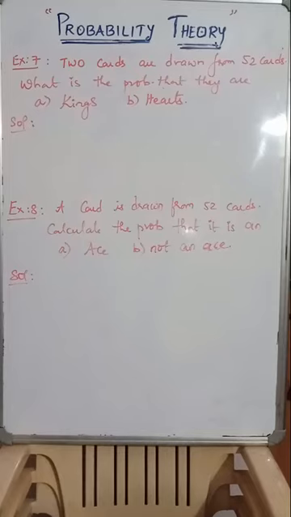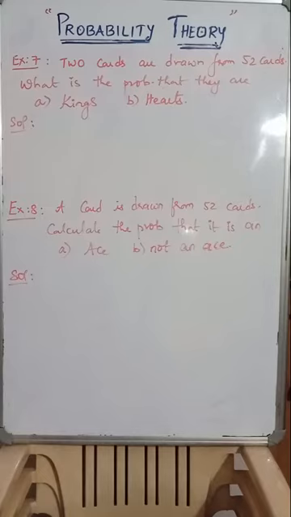Very good morning, students. So in this video we shall solve a few more problems from the probability theory from Level 1, right? So here come the questions, example number 7 and example number 8. Two cards are drawn from 52 cards. What is the probability that they are kings and hearts?